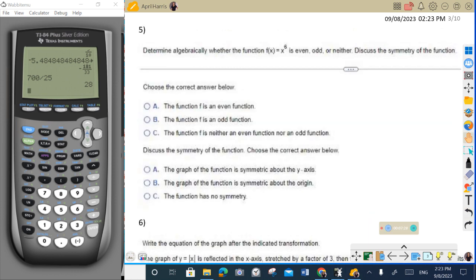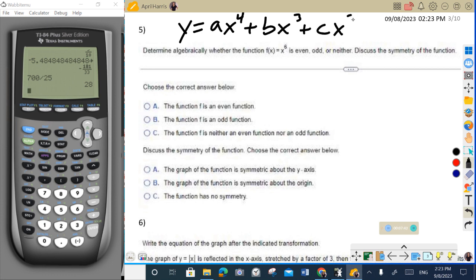Okay, number 5 one's even, odd, or neither. If you have a polynomial, I mean like y equals something, x to a power like 4 plus bx to the third, and so on. If you have a polynomial, it's really easy to determine even, odd, or neither. If all the degrees are even, it's even. If all the degrees are odd, it's odd. If you have a mixture, it's neither. So in this example, we have a polynomial, and it only has one term, degree 6, so that's obviously an even function, okay?